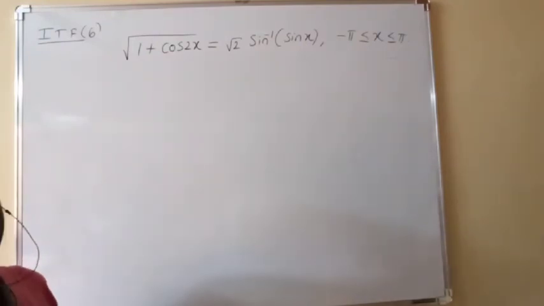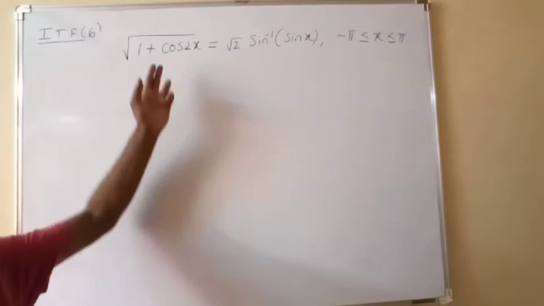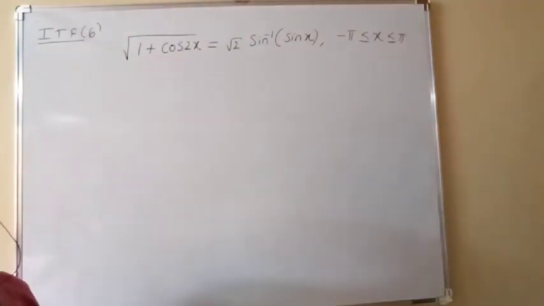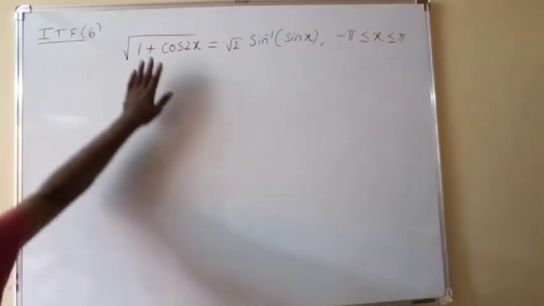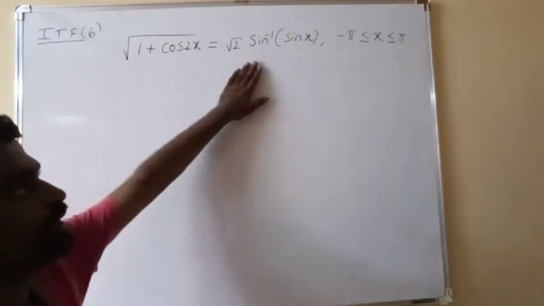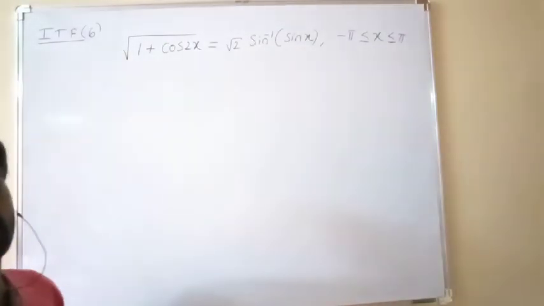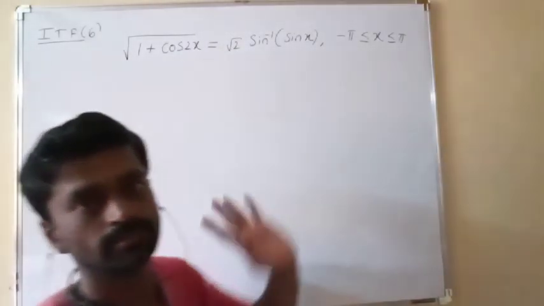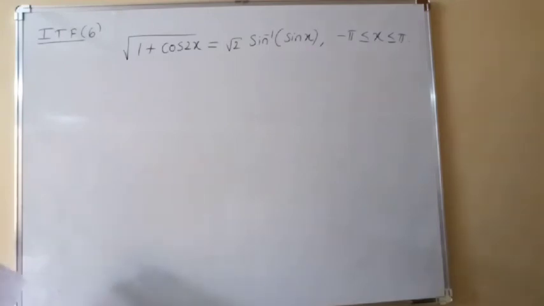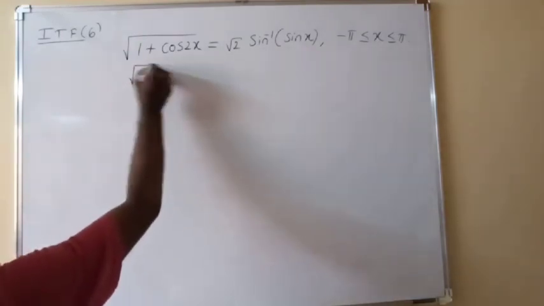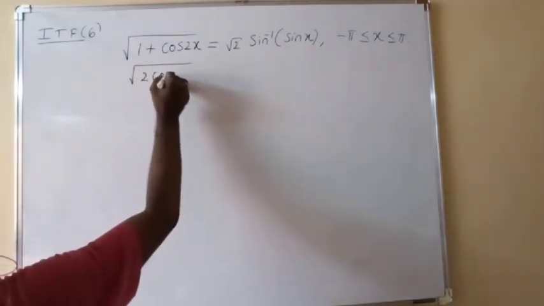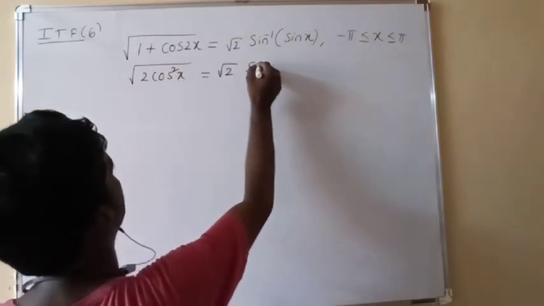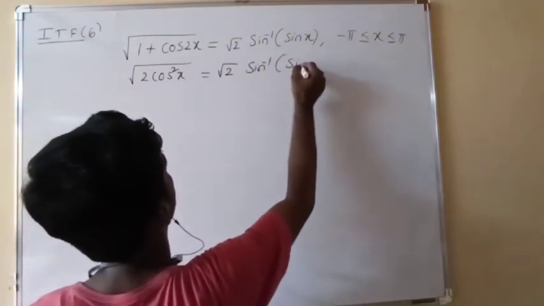Because at the point of intersection, these two values will be the same, the functional values will be the same. So the number of points of intersection of the graph of the LHS function and the RHS function in that interval gives the number of solutions of the given equation in this interval. Now further I am simplifying. Root of 1 plus cos 2x can also be written as what? 2 cos square x, root 2 into sine inverse of sine x.